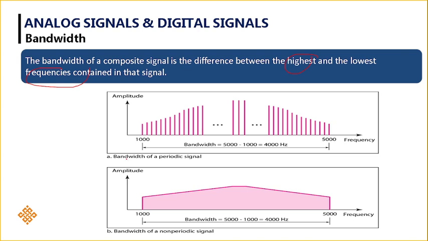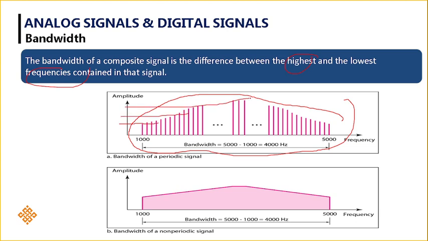If you see this diagram, a composite signal consists of n number of signals with various frequencies. These have some voltage, these are the peak voltages. Like that, this overall composite signal has n number of signals. If I want to find the bandwidth, you just see the highest frequency. The highest frequency is 5000 and the lowest frequency is 1000. Just do the difference, 5000 minus 1000, you will get 4000, which is your bandwidth.